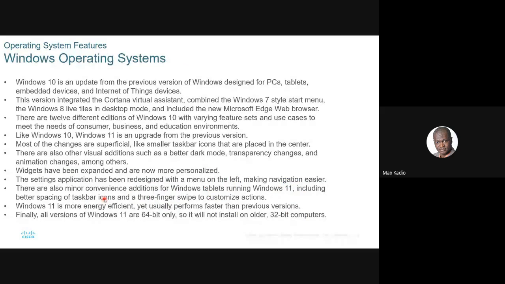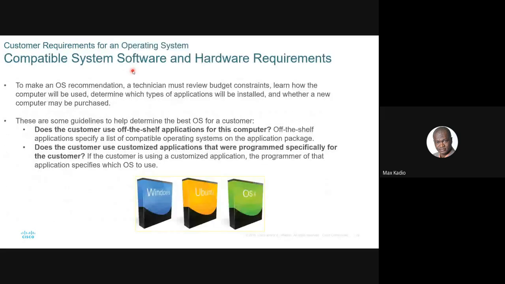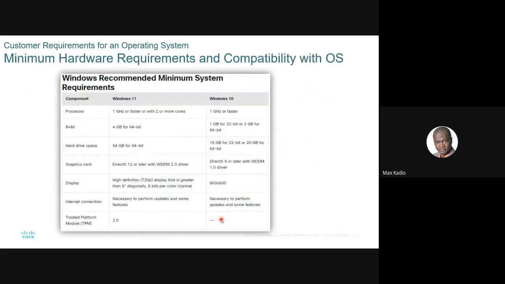Okay. Windows operating system. So different types of operating system: you have Windows, we have Linux and Mac OS.